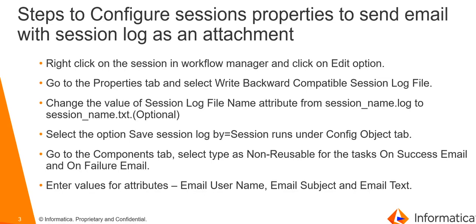Let us have a quick recap of the steps that we performed. In Workflow Manager, select the session and click on Edit option. Go to the Properties tab and select Write Backward Compatible Session Log File. Change the value of session log file name from .log to .txt, and this is optional. Select the option Save Session Log by Session Runs under Config Object tab. Go to the Components tab, select Type as Non-Reusable for the task On Success Email and On Failure Email. Enter the value for attributes Email Username, Email Subject, and Email Text, then run the session.